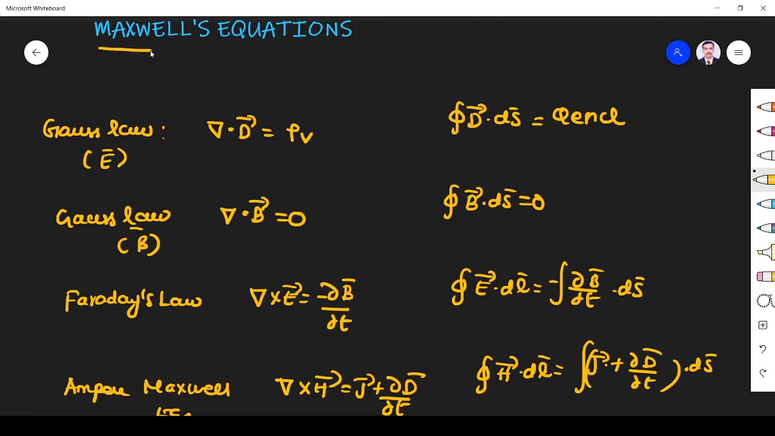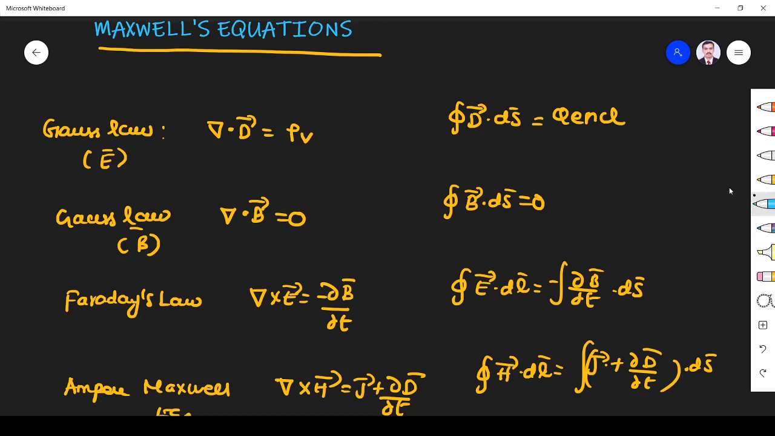Right, so Maxwell's equation is not a new one. It is a compilation of all the four equations I have written here. Maxwell combined and compiled all these equations, and together they explain electromagnetism.